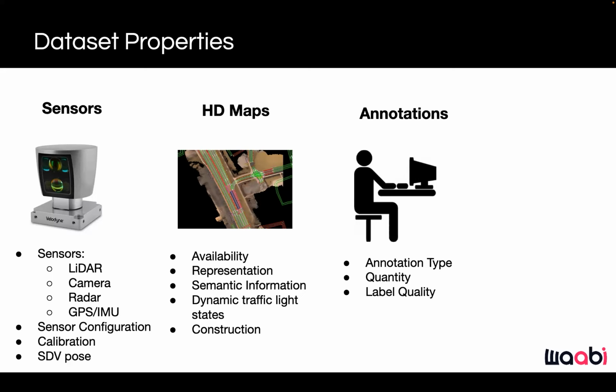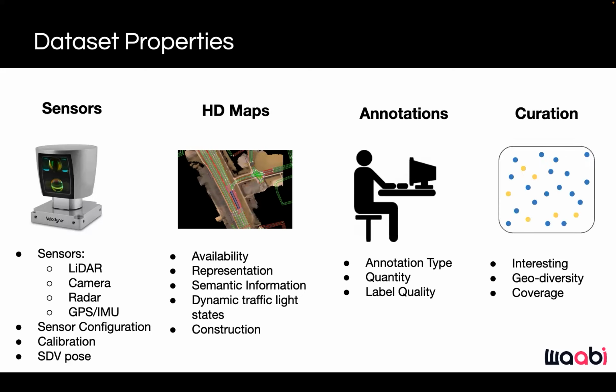Right, so it's not just about quantity, it's also about quality. And I'm actually a big fan of hybrid things, where maybe you have some annotations that are high quality and some others that are not. And the last bit is, okay, what is the data in the first place? How do you define interesting? You want to be able to generalize across different areas. So geodiversity is very important. And coverage in terms of scenarios and situations is also very, very important.